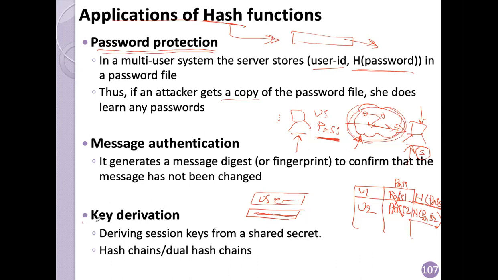The second application that I'm going to talk about is called key derivation. Key derivation means that we have something called a session key. Any time we want to start a secure transmission, there is a session, and that session is valid for a limited amount of time. Once that time is over, you need to create a new session, and the session keys are generated using a hash function.